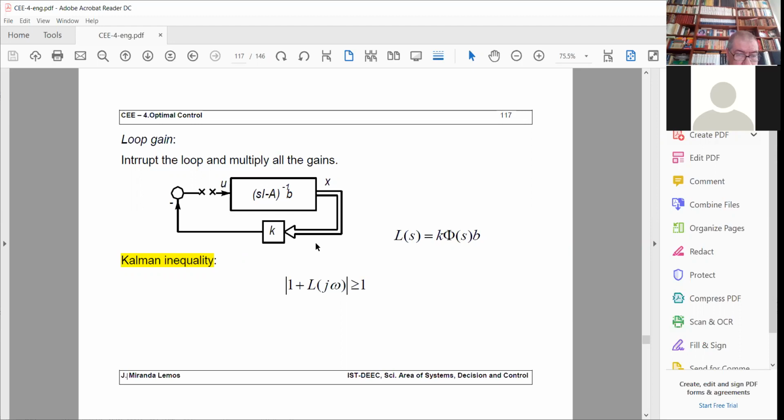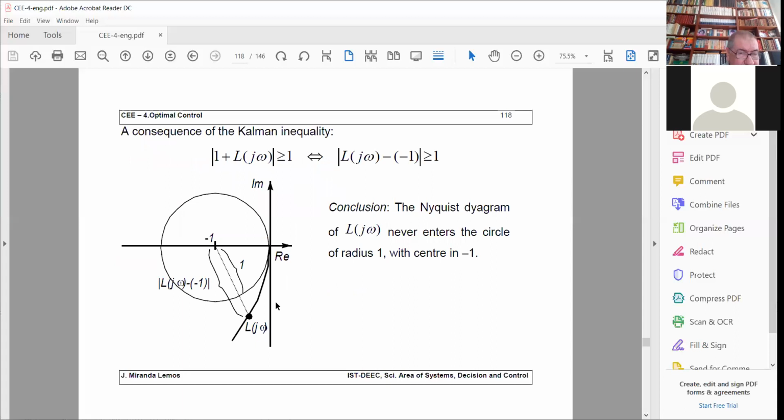Now, there is one property that I will not prove. You can look at it in my book. It's one page of computation, so I will not do it here. It's not difficult, but it's a lot of algebra. You can show that the modulus of 1 plus L of j omega is bigger or equal to 1. This is a simplified form of the so-called Kalman inequality. Now, what does it say? You can write the Kalman inequality in this way.